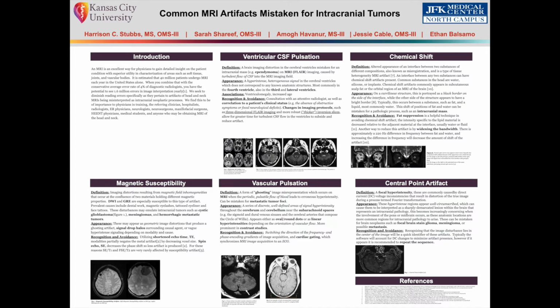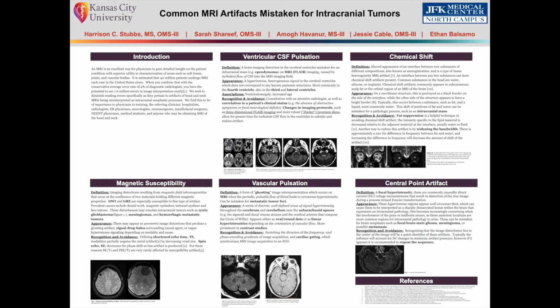In order to avoid mistaking this artifact for a pathologic process, a helpful method while imaging is switching the direction of the frequency and phase encoding gradients of image acquisition and cardiac gating, which synchronizes MRI image acquisition to an ECG. The next artifact is chemical shift, also known as misregistration.